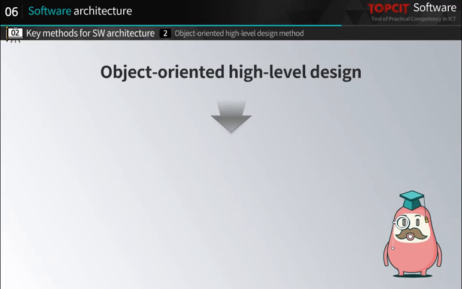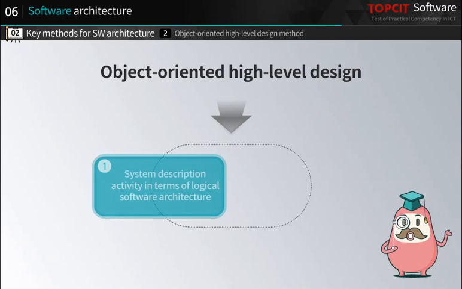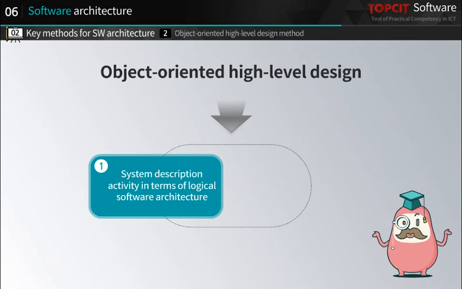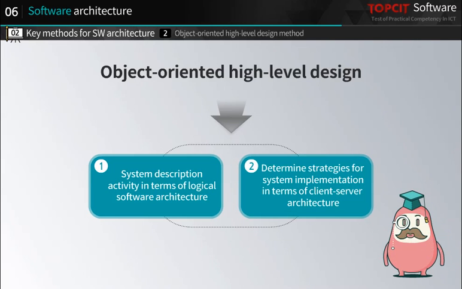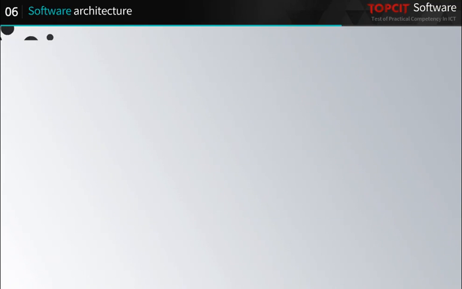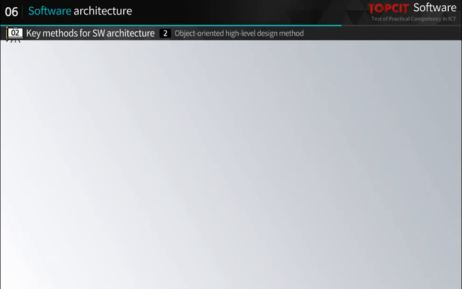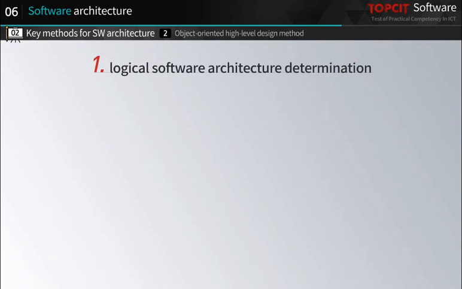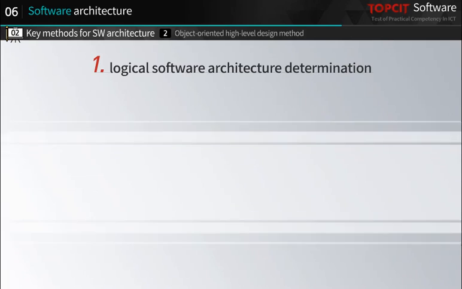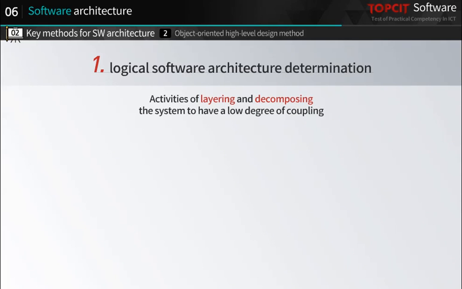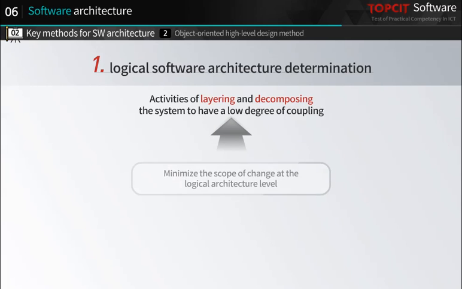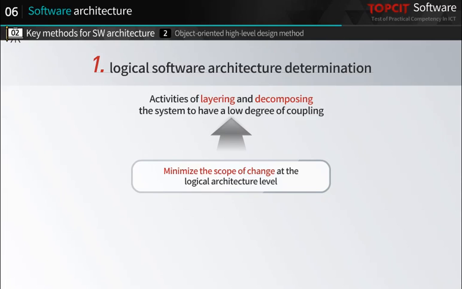During the high-level design phase, developers perform activities to describe the system in terms of logical software architecture and determine the implementation strategies to implement the system in terms of client-server architecture. First, let's look at logical software architecture determination activities. This activity refers to the activities of layering and decomposing the system to have a low degree of coupling. The main goal of this software architecture determination is to minimize the scope of change at the logical architecture level, not at the unit class level.